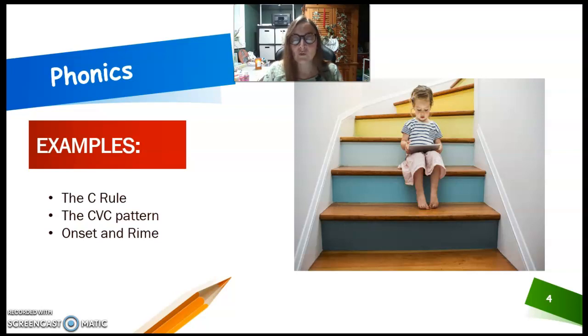And the last example I have is onset and rhyme. Onset is the part of a syllable that comes before the vowel. The rhyme is the rest of the syllable. And for this one, I would use word games, word family games.